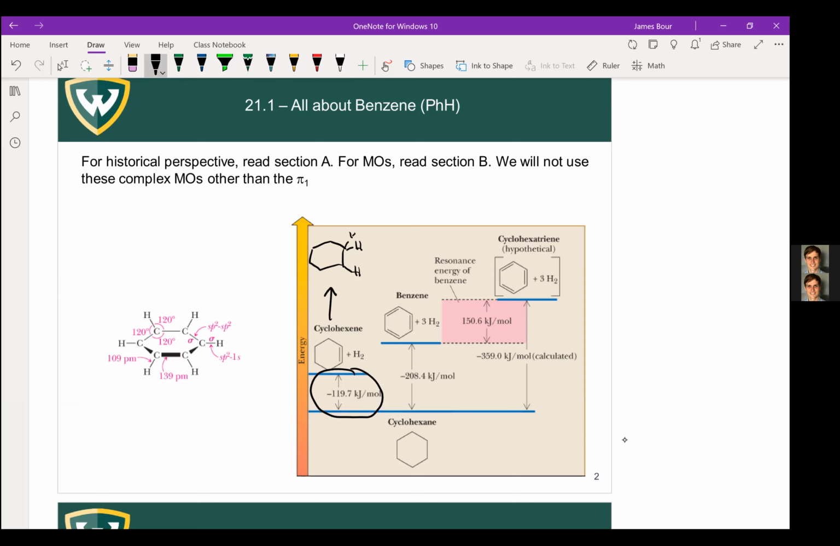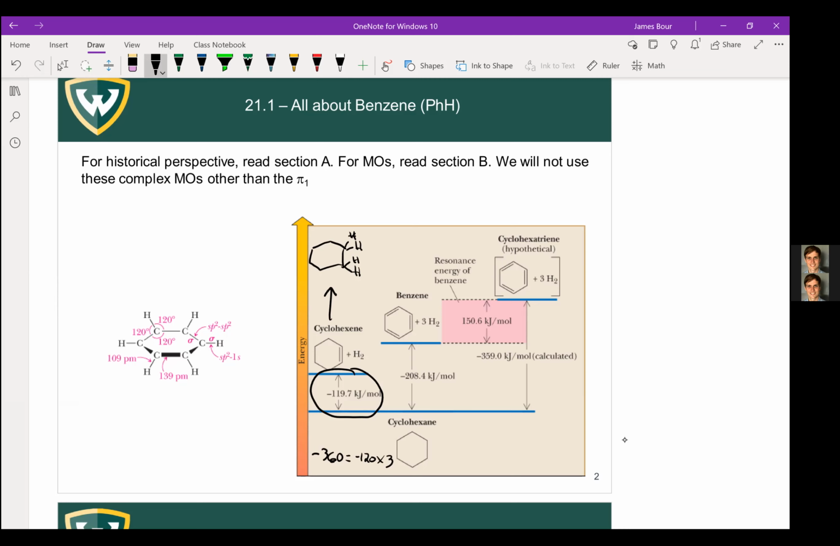Something like this. So all we've done is add hydrogen across it. And this energy gives us an idea for how stable that double bond is. We would expect the energy of hydrogenation for something that has 3 double bonds then to be approximately negative 360 kilojoules a mole. So just negative 119.7 times 3.